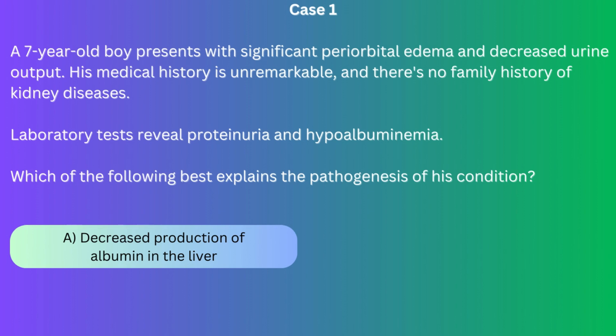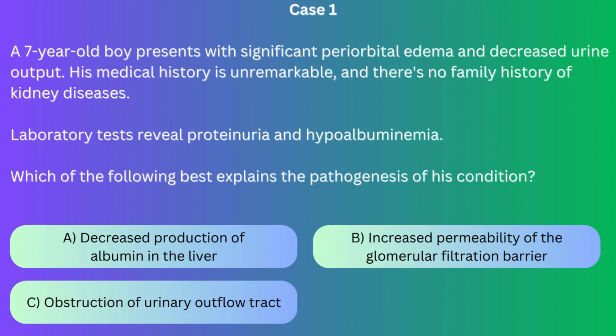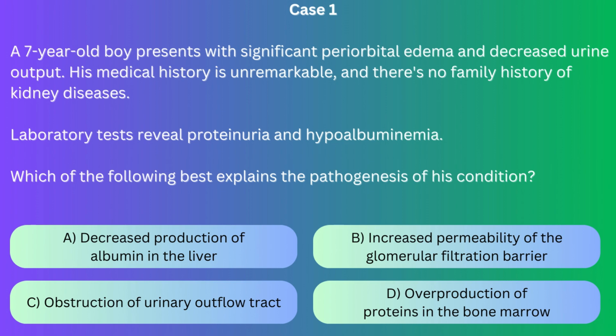A. Decreased production of albumin in the liver. B. Increased permeability of the glomerular filtration rate. C. Obstruction of urinary outflow tract. D. Overproduction of proteins in the bone marrow. The correct answer is B.